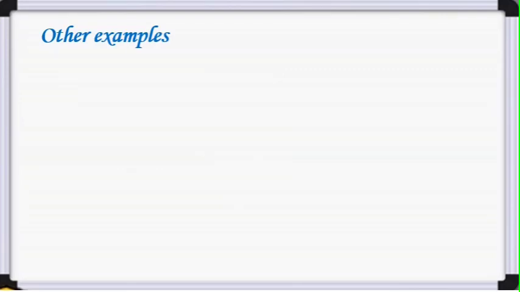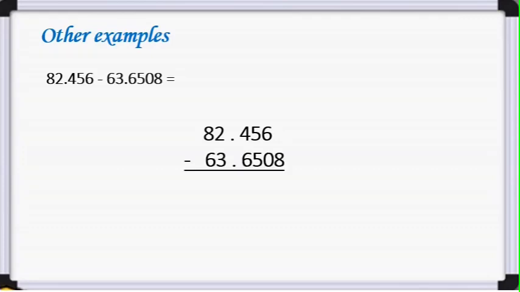Now, let us have another example in subtraction of decimal numbers. Let us subtract 82 and 456 thousandths minus 63 and 6,508 10,000ths. So first step is we need to arrange the digits in vertical form. If we arrange the digits in vertical form, be sure that the decimal point is aligned with the other decimal point and also the digits with the same place value are aligned.